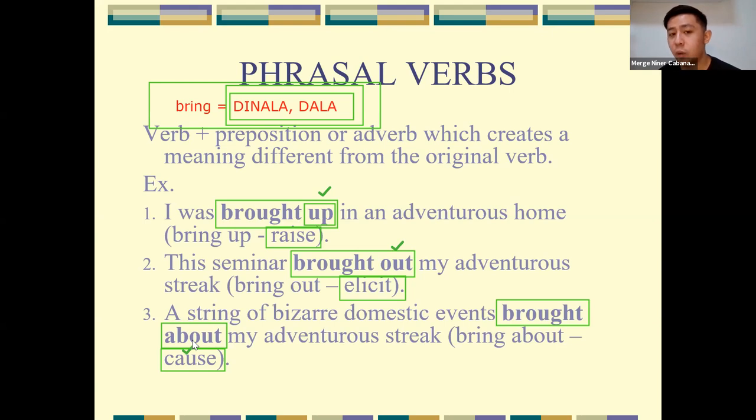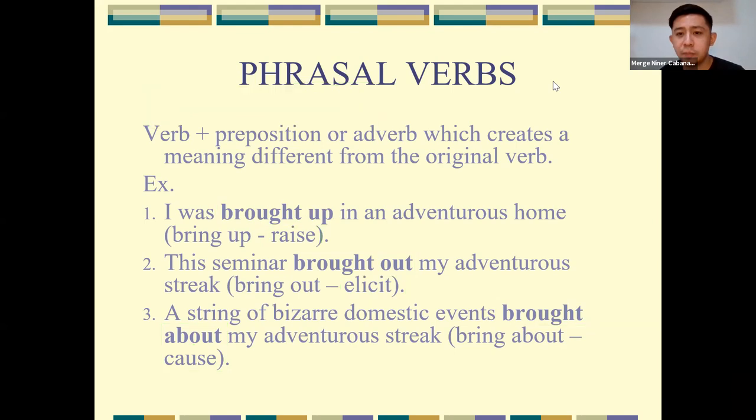We're going to understand why phrasal verbs are important. How can I learn more about this? What's the importance of phrasal verbs in my study for IELTS? And what are the ways in which I can minimize the occurrence of committing errors for this part of speech? So let's continue.